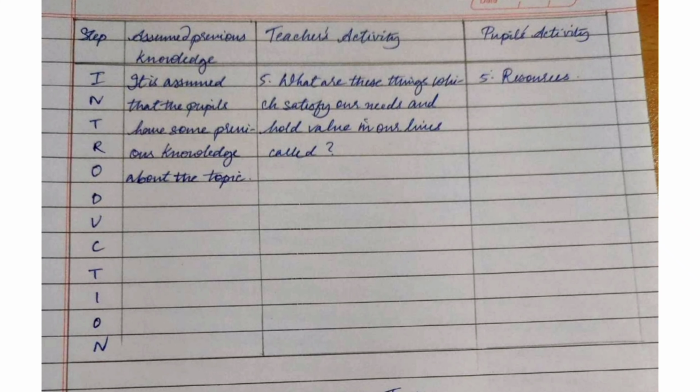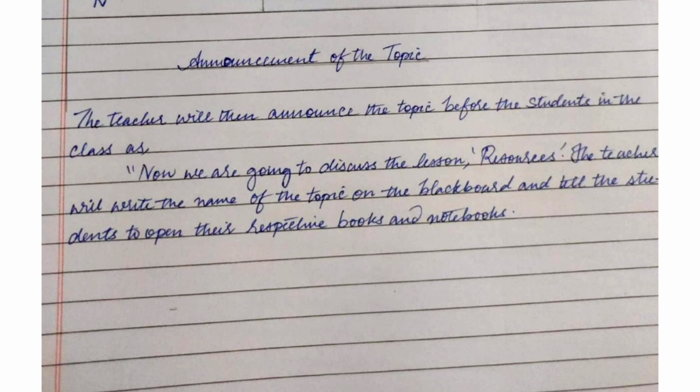The fifth and the last question, what are these things which satisfy our needs and hold values in our lives called? I'm going to repeat it. What are these things which satisfy our needs and hold value in our lives called? And the answer is resources. So as you can see, the students have reached the last answer, and the last answer actually is the name of the lesson. So now we reach the part called the announcement of the topic.